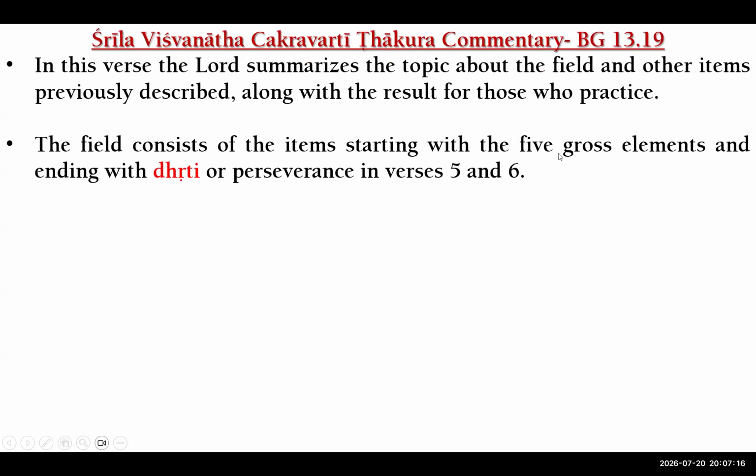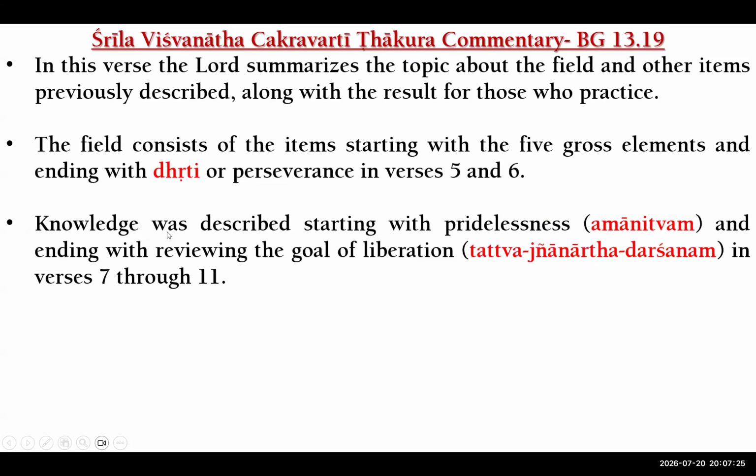The field consists of items starting with the 5 gross elements and ending with Dhriti or perseverance in verses 6 and 7. Knowledge was described starting with Amanitvam and ending with reviewing the goal of liberation, Tattva Jnanartha Darshanam, in verses 7 through 11. So he's including Amanitvam as 7 to 11. I don't know, maybe there is some printing mistake or we need to cross verify. Amanitvam is starting from 8 to 11. So why has it come like that? Let me see the original book.